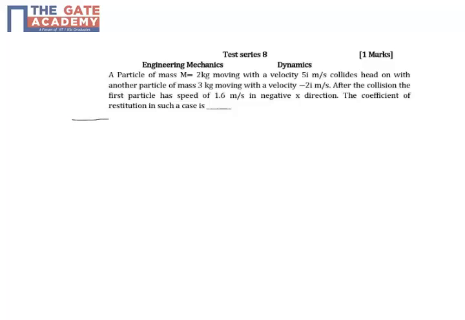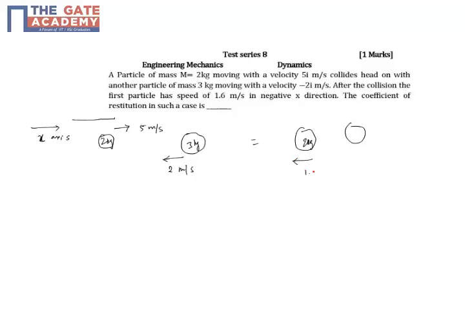Let's discuss a question on engineering mechanics. This is basically a collision of two bodies, where the first body is of 2 kg mass, and we assume that this is the positive x direction. The 2 kg mass is moving with 5 meters per second. Then you have another 3 kg mass which is moving in the negative direction with 2 meters per second. Now after the collision, the 2 kg mass moves towards the left with 1.6 meters per second, so it's minus 1.6 i, and for the 3 kg mass we don't know the velocity.